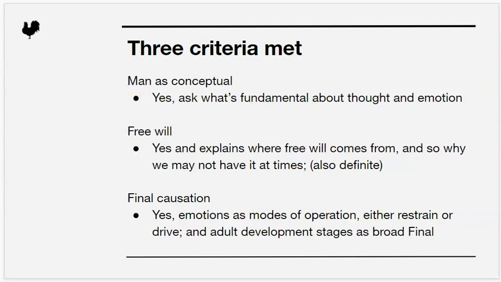And then the third criteria met is final causation. Yes, emotions are modes of operation and they either restrain us from a goal or drive us toward one. And what I would put forth as my adult stages of development as broad final causations, right? Separation from parents. Find out something to do with your life. Create friends. Create a romantic relationship. Create emotional connections. This is based on many observations of who you are, not what I think man should be.